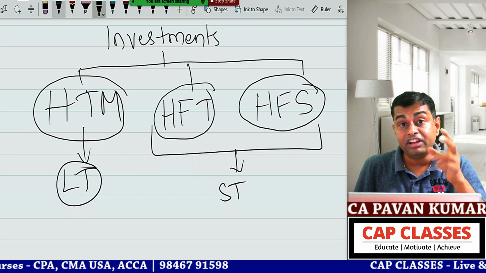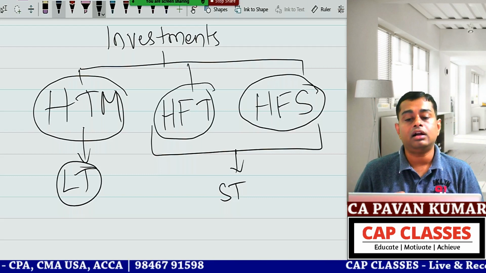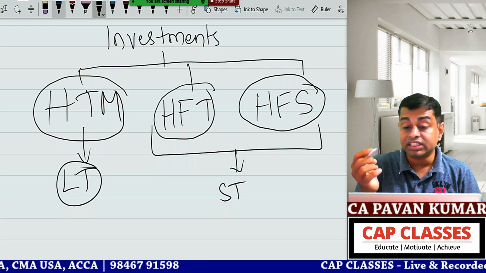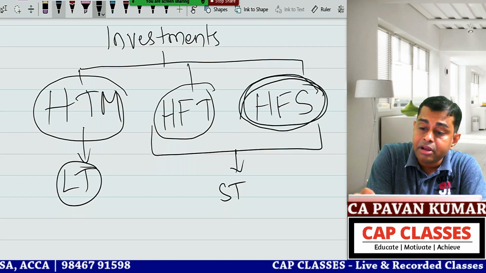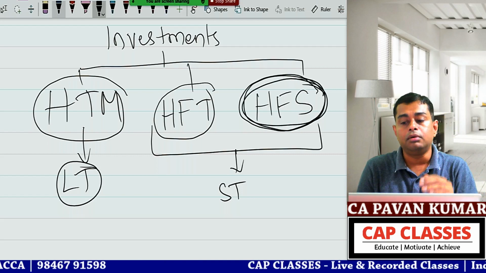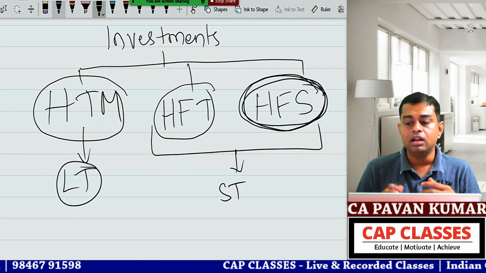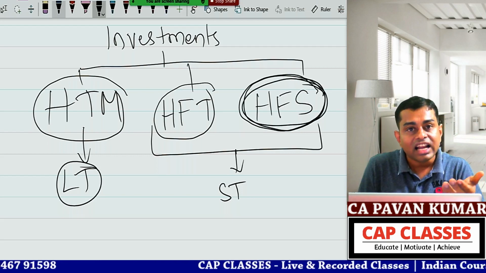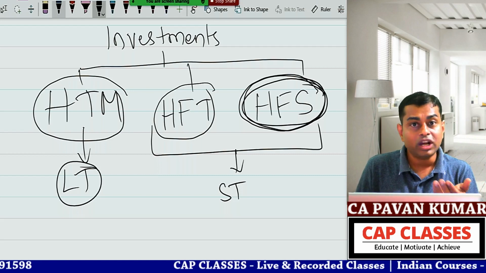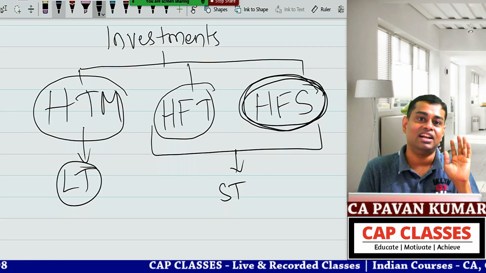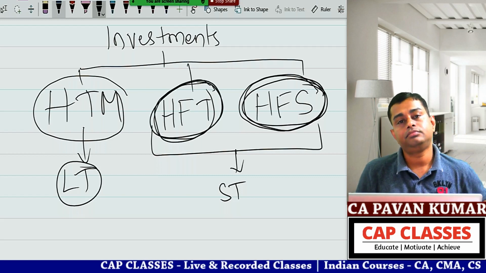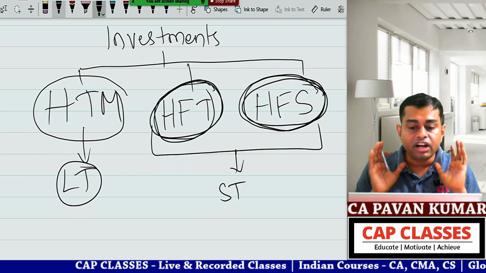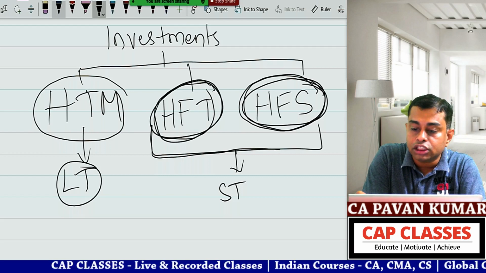What is the difference between held for sale and held for trading? This can be short term or long term, but you want to sell it now. For example, I have a building. I want to sell it. Okay, it is non-current asset held for sale. But this is basically I bought shares to sell. Whatever it is, these two put together is short term.